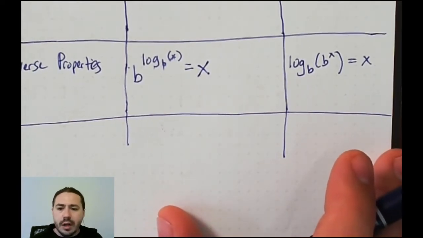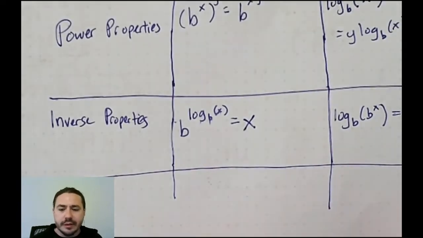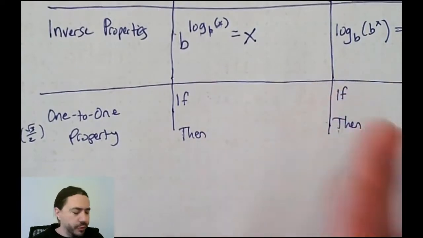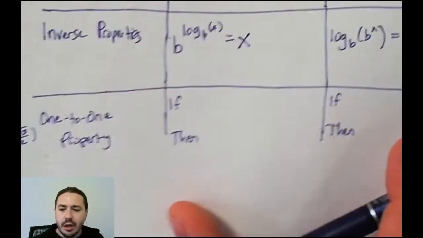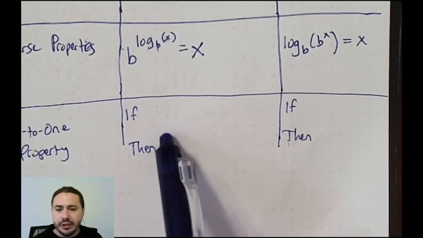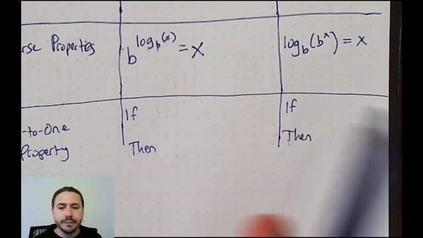There's one more property left, and that's the one-to-one property. So let's talk about that for a moment. The one-to-one property, for both exponents and logarithms, is an if-then statement. So basically, if your equation meets some condition, then we can make a conclusion from that.